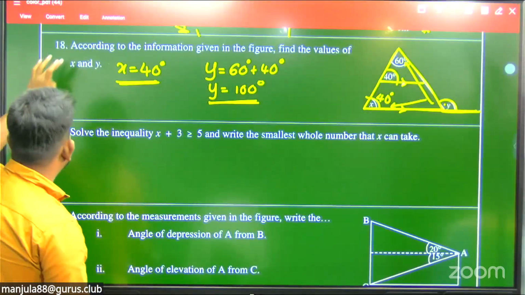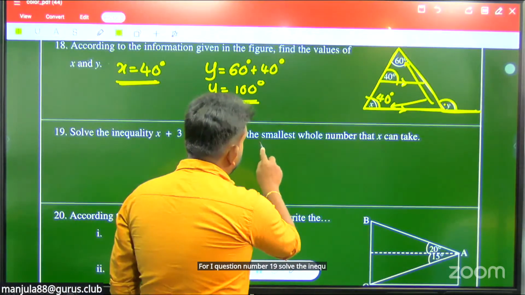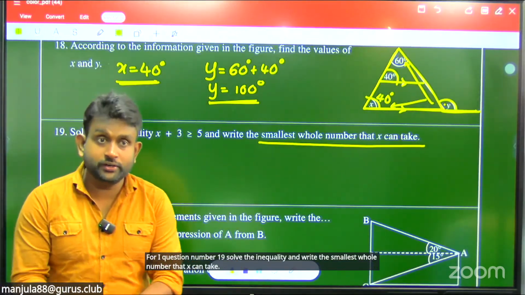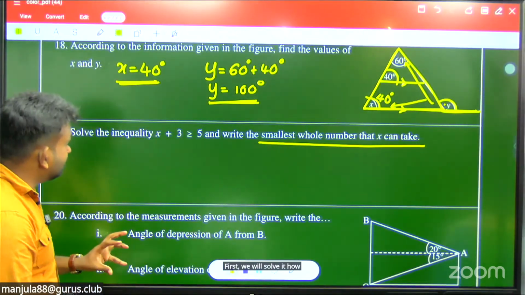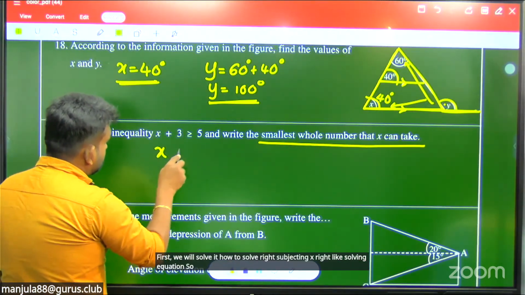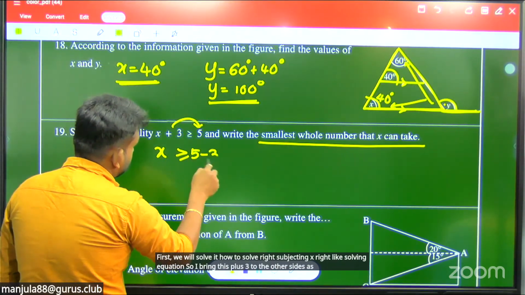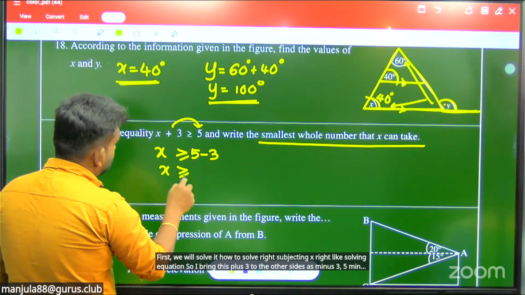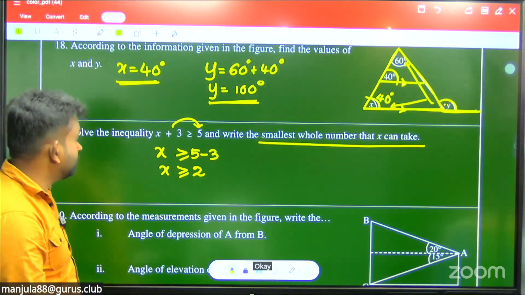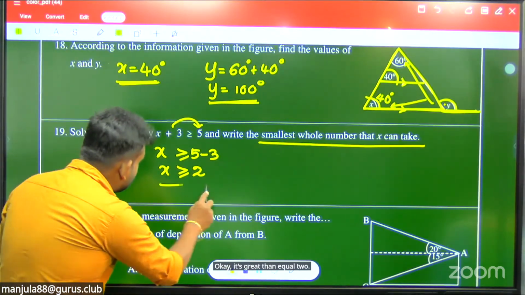Question number 19. Solve the inequality and write the smallest whole number that x can take. First we will solve it, like solving an equation. I bring this plus 3 to the other side as minus 3, 5 minus 3. So x is greater than or equal to 2. That is our solution.